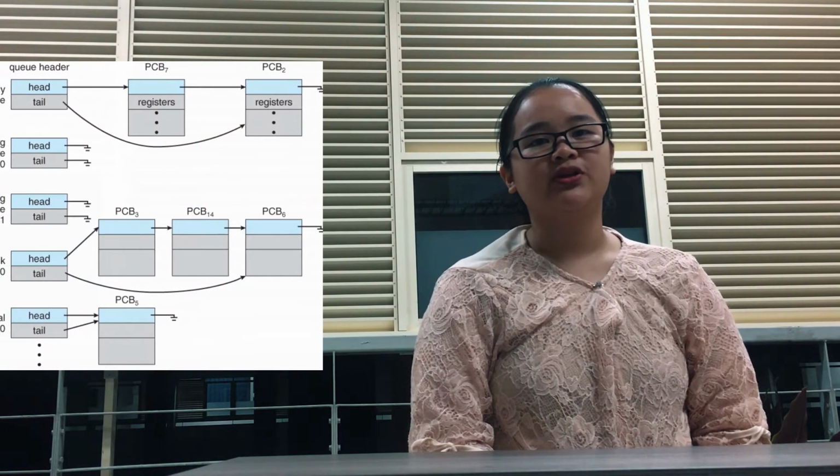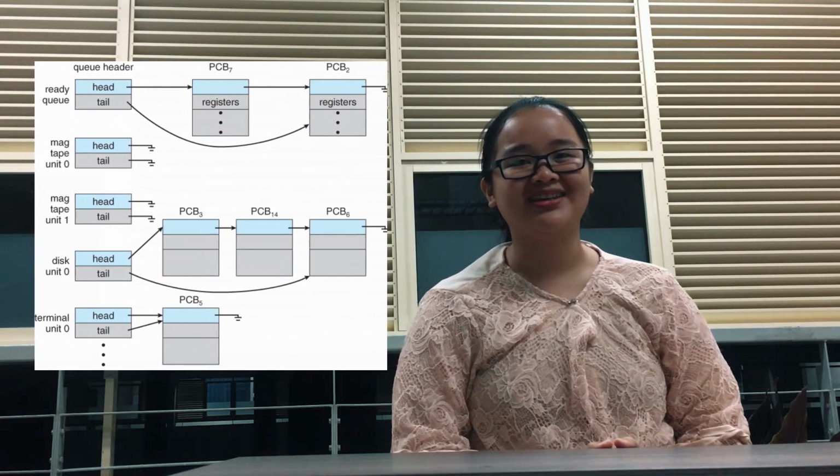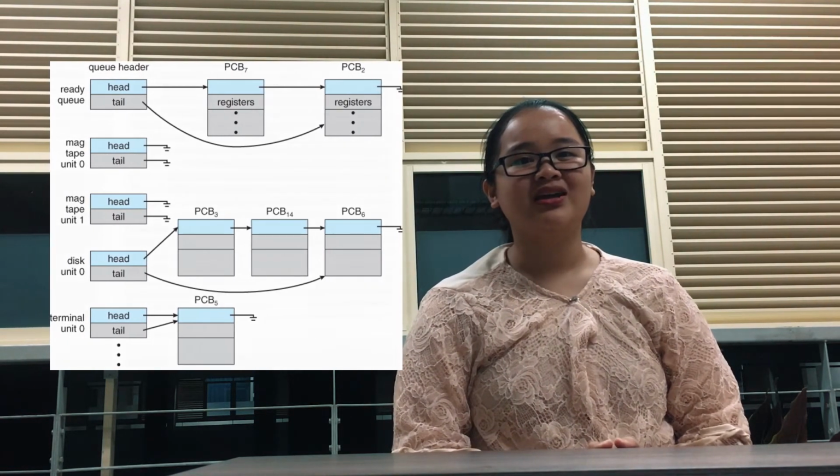Scheduling queues. All processes are stored in the job queue. Processes in the ready state are placed in the ready queue. Processes waiting for a device to become available or to deliver data are placed in device queues. There is generally a separate device queue for each device.